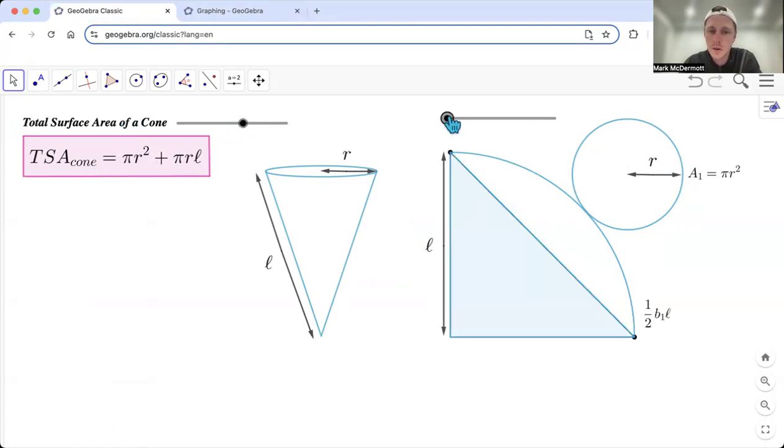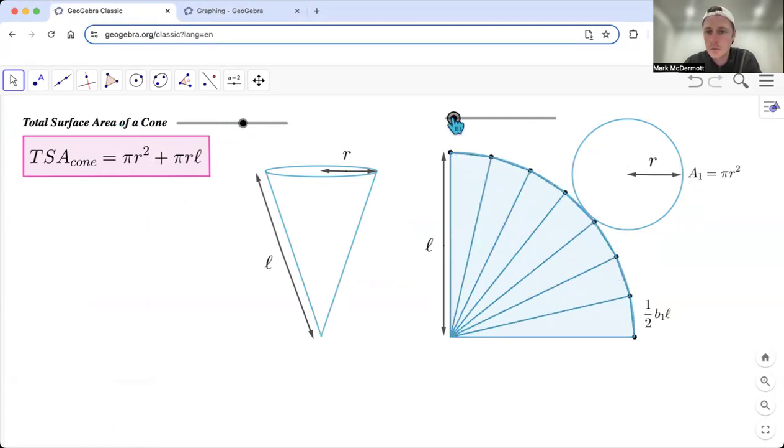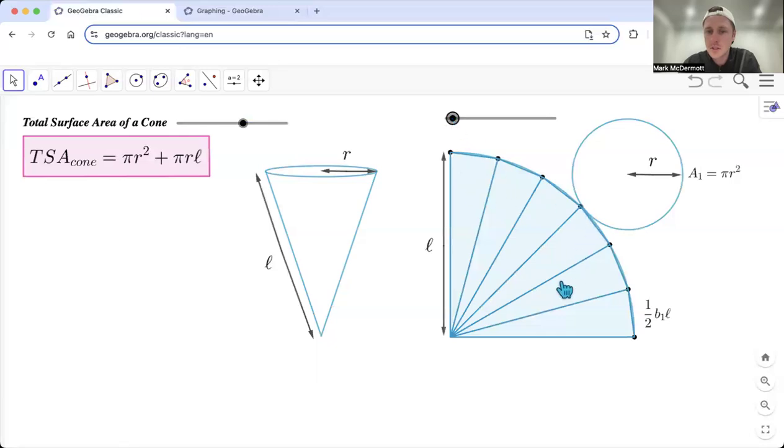What we're going to do is break this area up into lots of small triangles, and we're going to get something that looks like this. We know the formula for the area of a triangle is a half times base times height. So let's call this first triangle a half times B1 times L. Now remember, L is this length here. This is the height of the triangle.